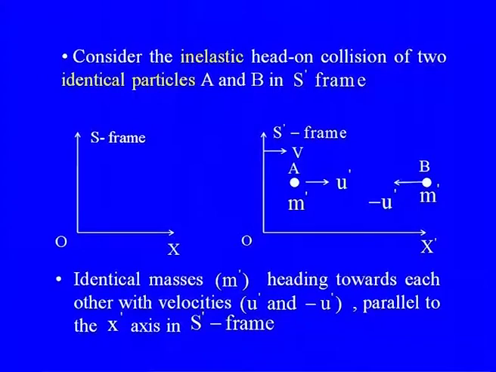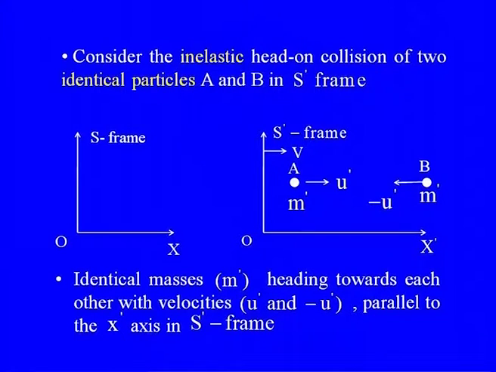So concentrate on the thing written down as the S prime frame. What we are considering here is the inelastic head-on collision of two identical particles A and B in the S prime frame. So, what is this S prime frame? Well, it is a frame which is moving with a certain uniform velocity v with respect to another frame S. In it we have the inelastic collision of two bodies named A and B.